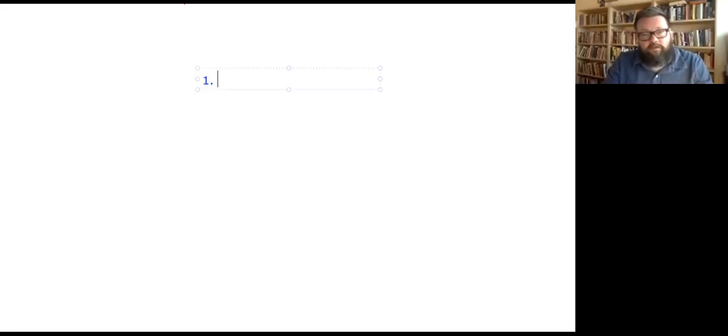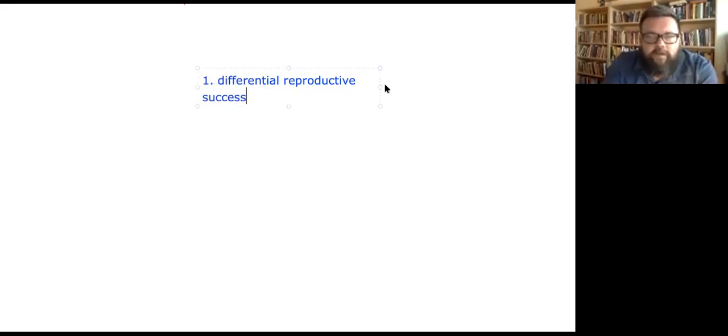So these are the four parts. First is differential reproductive success. So what that means, let me expand that a little bit. What that means is that each individual organism does not have the same reproductive success. So each individual organism will have a different rate of success.